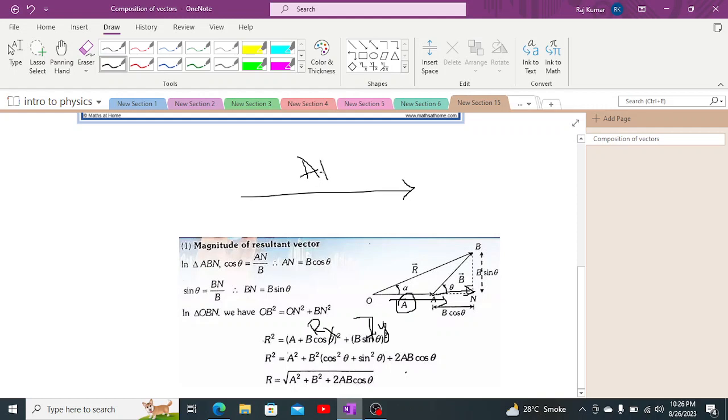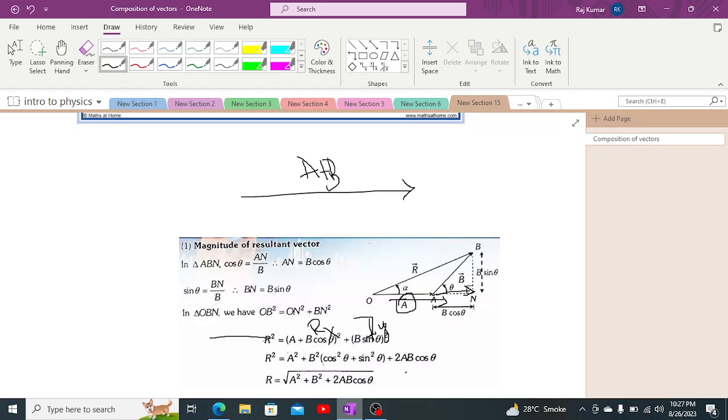So it will become A plus B cos theta, as it is written: Rx is equal to A plus B cos theta. Then we add these values, and it will become A plus B cos theta whole square plus B sin theta whole square. Then R square is equal to A square plus B square cos square theta plus sin square theta plus 2AB cos theta. We simplify using the formula A plus B whole square is equal to A square plus 2AB plus B square.